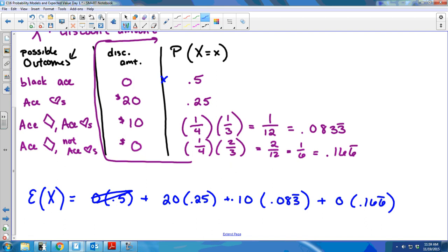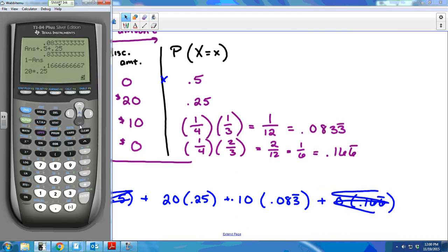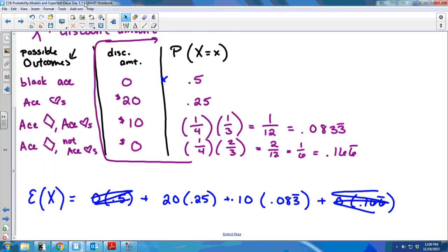So obviously these are 0. So you're doing 20 times 0.25 and 10 times 0.083 repeating. I did that earlier somewhere. I got 5.83. So the expected discount is $5.83. Can you get a discount of $5.83? No. It's not going to be one of the answers.